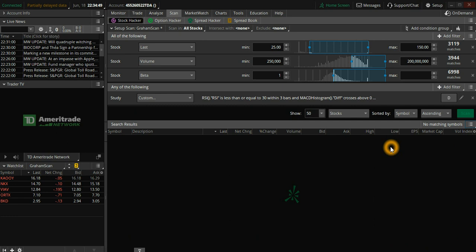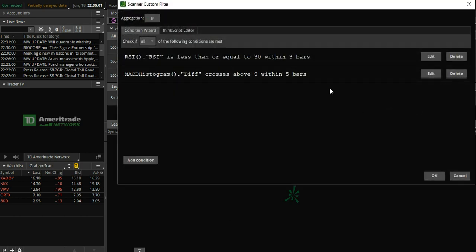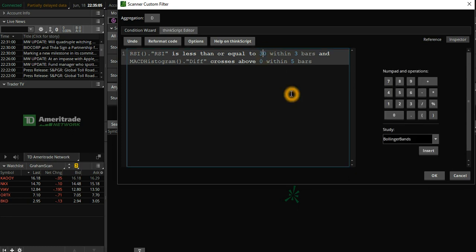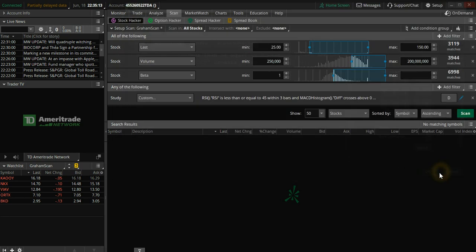Now it's completely possible that you run a scan and nothing pops up for the day, and that just means that no conditions were met, or that there's no stock that meets all of your conditions. They're too stringent. So if that happens, I like to go in here and loosen them up a little bit. Maybe 30 was too low. Let's try 45 just to be loose with our tolerances. We'll try to scan that. Ah, there we go. We have TIF appearing.